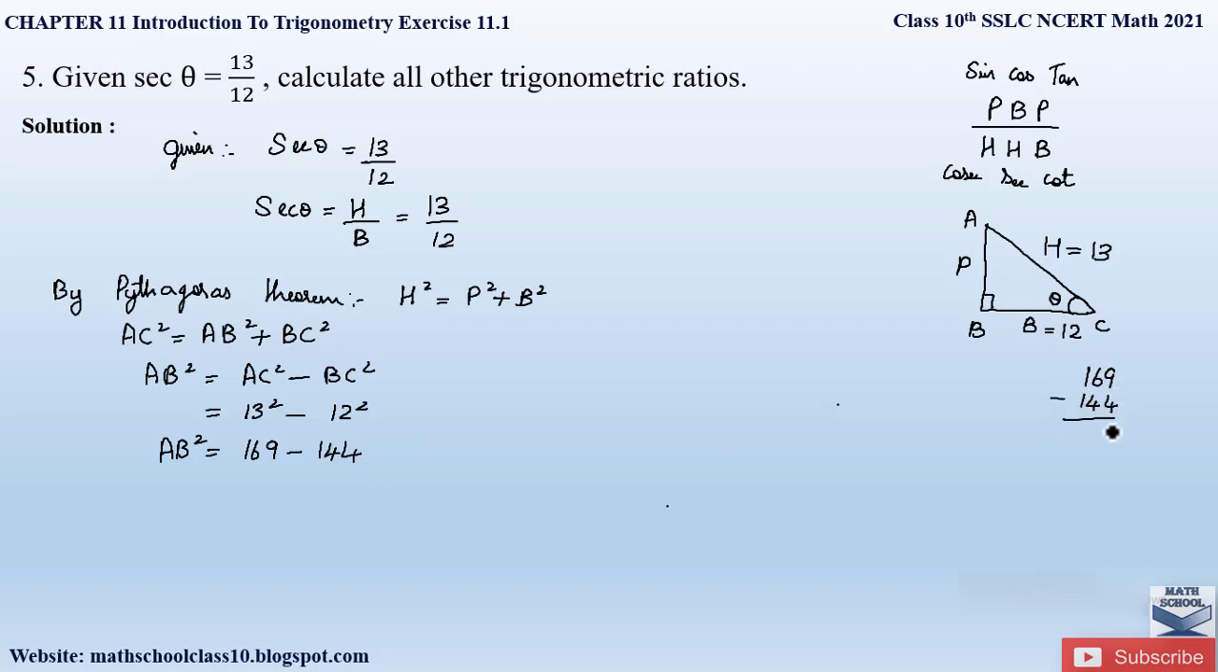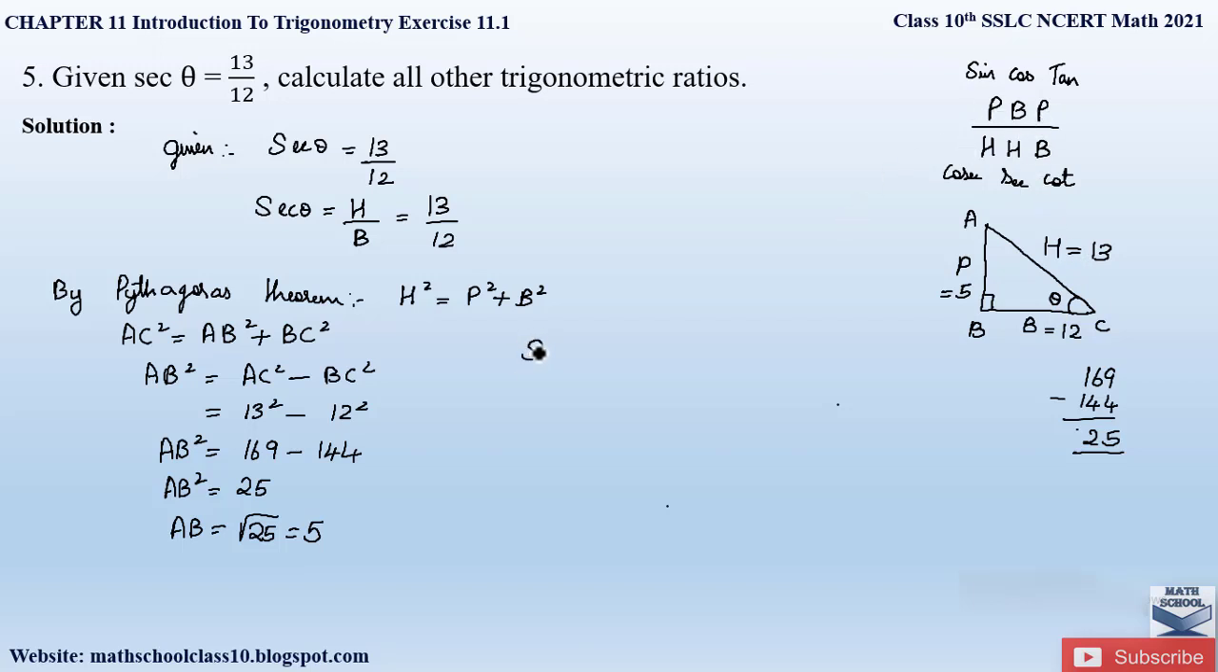Here 9 minus 4 is 5, 6 minus 4 is 2 and 1 minus 1 will be 0. So here AB square is equal to 25, or AB is equal to square root of 25. What is the square root of 25? It is 5. The side AB in the triangle ABC is equal to 5, or that is the perpendicular side. Now we have obtained all the 3 sides of a right angle triangle. Now using all these 3 sides, we will determine all the other trigonometric ratios.